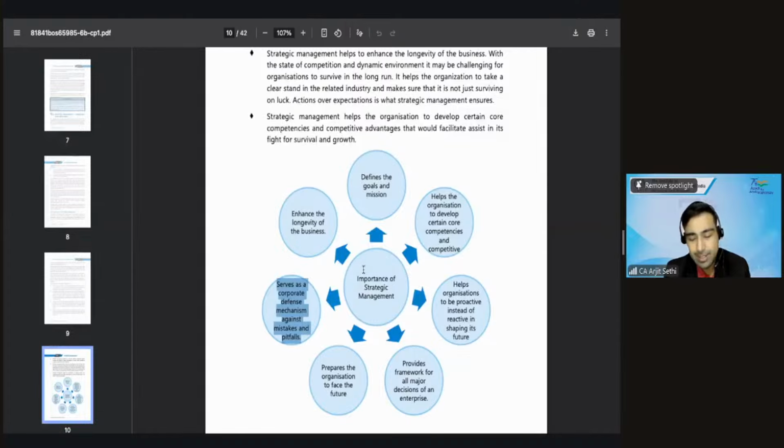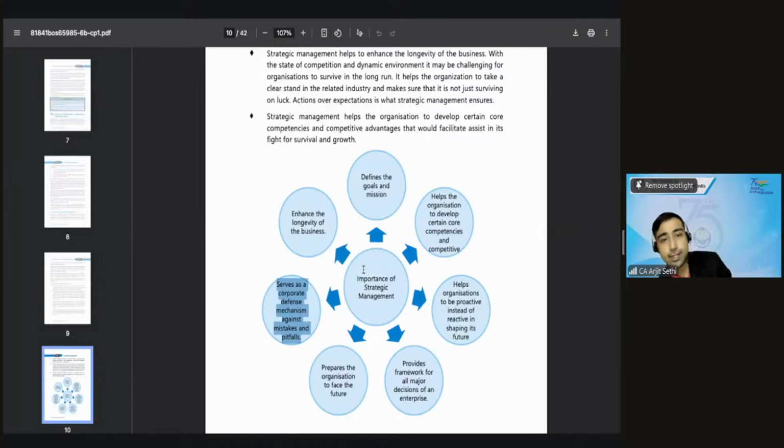Anybody who wants to try, you can type your answer. If you're comfortable, you can ask me to unmute. I can unmute, you can share. Practice. This is a revision class, my friend. This question comes, it comes a lot. I've seen most of the people are stuck here. It serves as a corporate defense mechanism against mistakes and pitfalls. What does this mean? Who will help me understand this? Anybody who wants to try? Otherwise, I'll anyway answer.